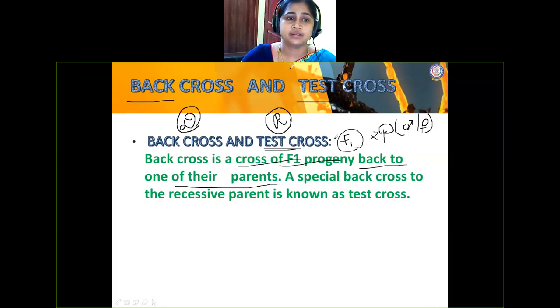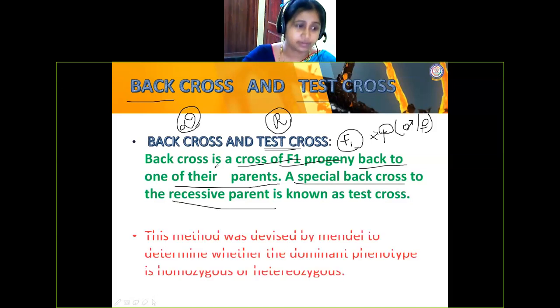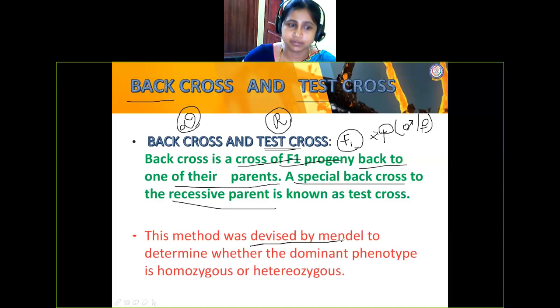Right. Next, what is test cross? A special backcross to the recessive parent is known as test cross. Here you are going to intercross with the dominant thing, whereas in test cross you are going to intercross with the recessive thing. That alone you keep in mind. That is very easy to pull out the answer, right? This method was devised by Mendel. One mark question: who devised this method? Backcross and test cross. Why? To determine whether the dominant phenotype is homozygous or heterozygous. Okay, for that only he used this backcross and test cross, right?